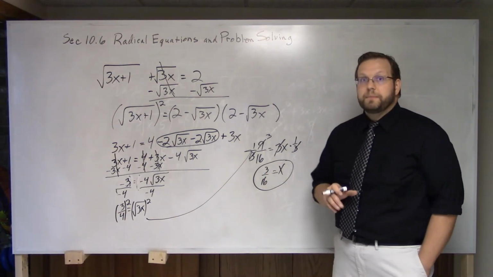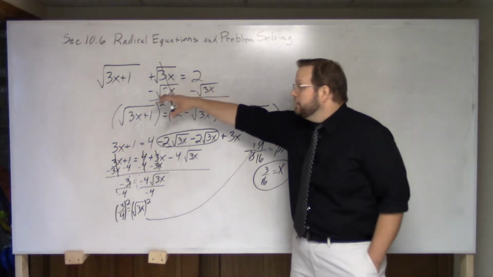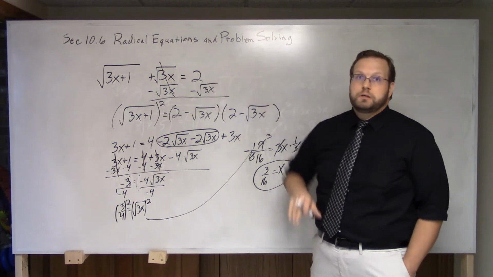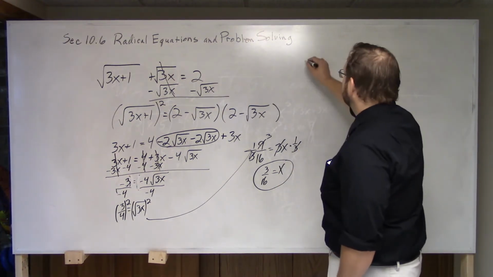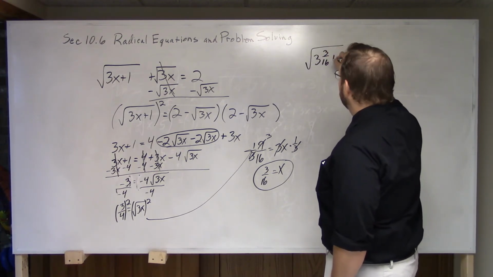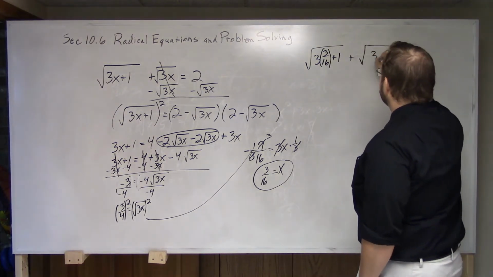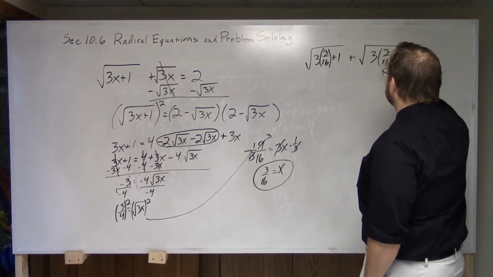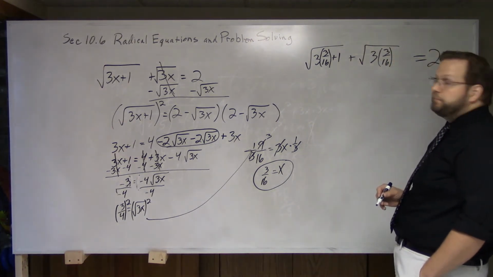There's your answer. Now, again, you need to then plug that in. Make sure you're getting that 2 that we have on this side. Okay, let's run through that really quick. We're going to have square root of 3 times 3 over 16 plus 1 plus square root of 3 times 3 over 16. Now that should all equal just a nice clean 2.